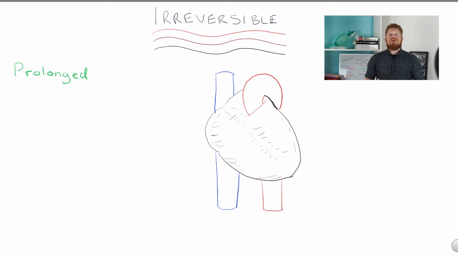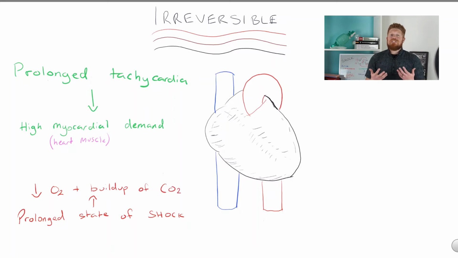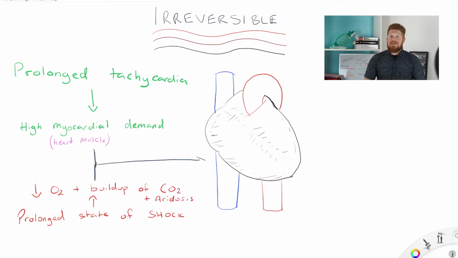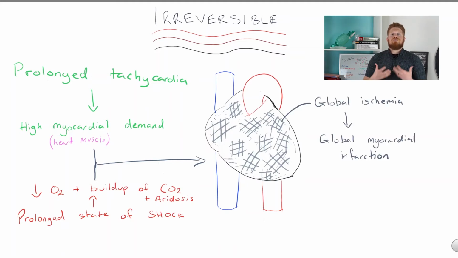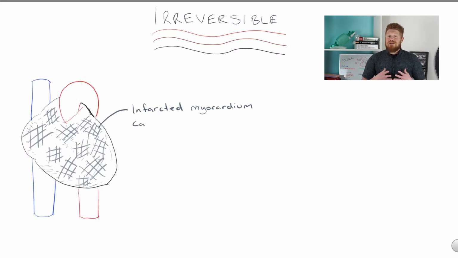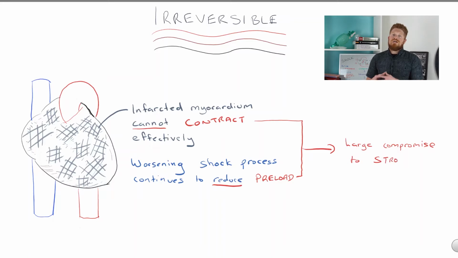Unfortunately, through the decompensation phase of shock, there's such a poor supply of oxygen and such a large buildup of carbon dioxide and lactic acid and all of these other really bad byproducts of anaerobic respiration that the supply of fuel to the heart no longer meets the increased demand of sustaining a tachycardia. This leads to global ischemia of the myocardium, and ischemia will progress to infarction, being necrotic or dead tissue. An infarcted myocardium cannot contract with as much force as it used to. Add this to an ever-diminishing preload and we result in a huge reduction in stroke volume.